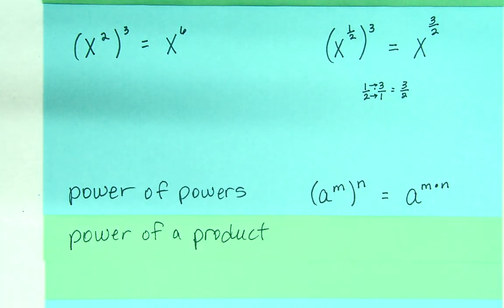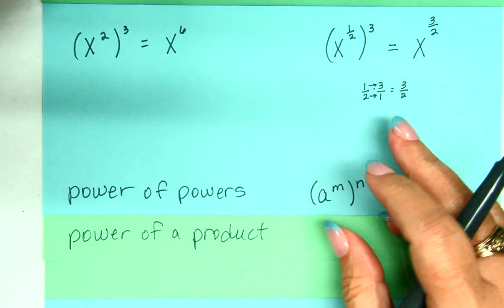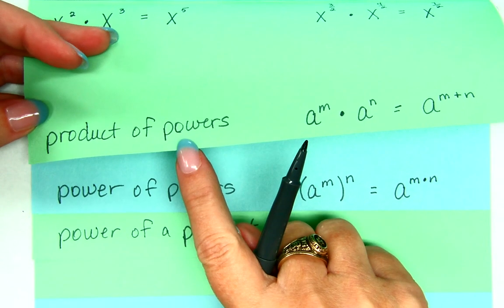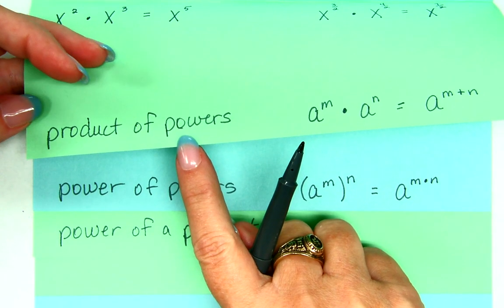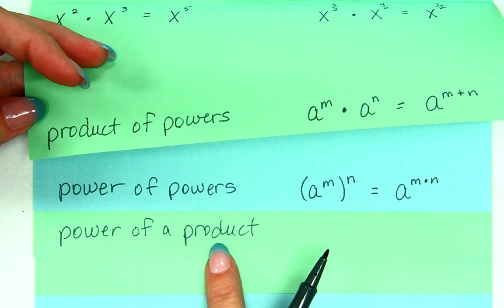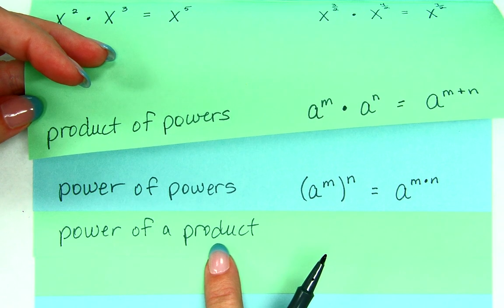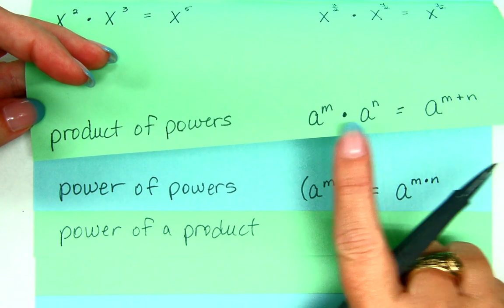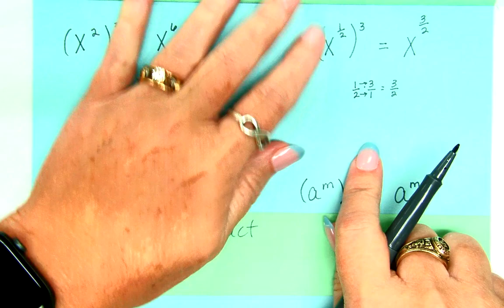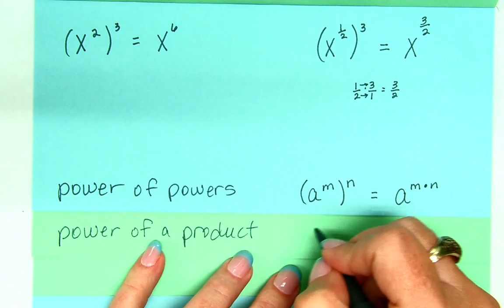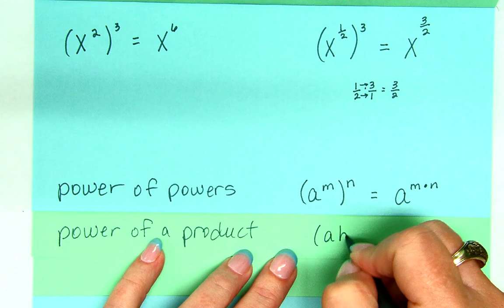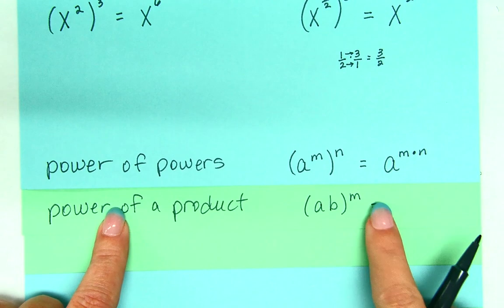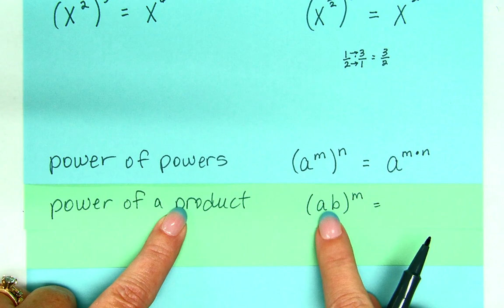And so somebody might say, didn't we just do that? Well, which one did we just do? Product of powers? Product of powers and power of a product seems like it would be the same, right? But it's not. Think of it, the product of powers, product of two things that are being raised to a power. The power of a product looks like this. (AB) raised to the m power. The power of a product. Do you see the difference?